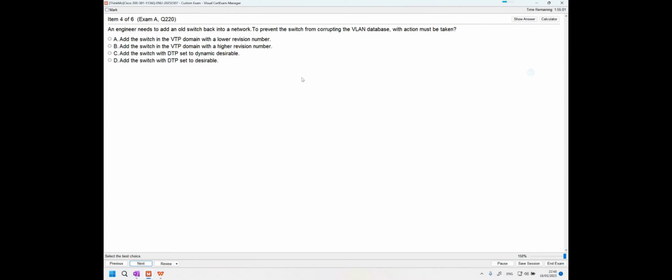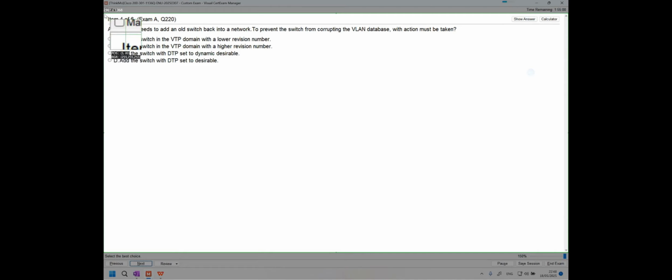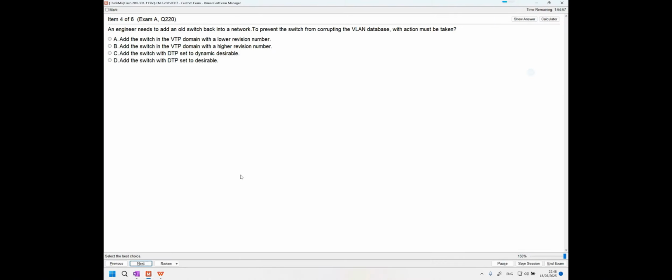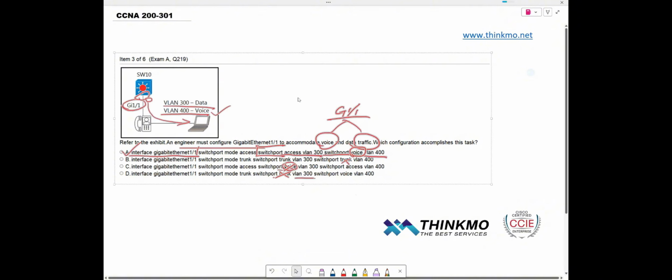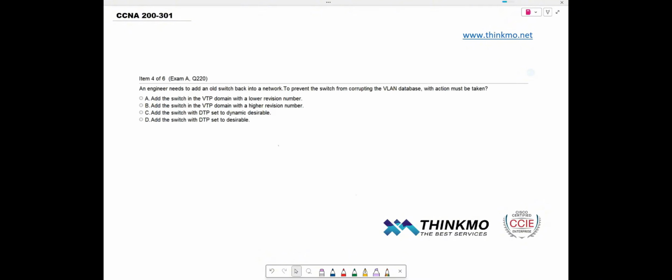All right, next question. Finally, there are no more diagrams. For this question, it says the engineer must add an older switch into this network. So what kind of situation will occur when adding it into this network?